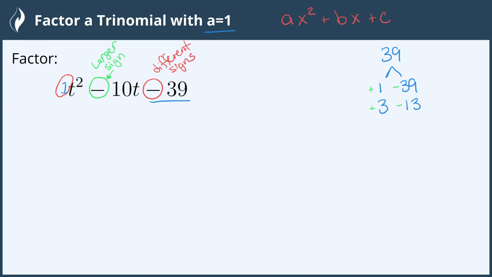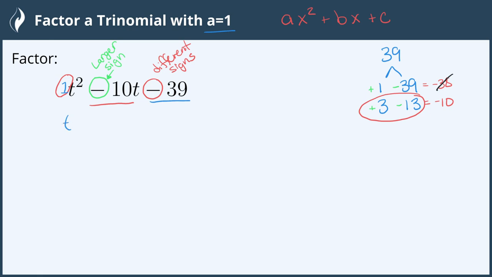Now as we add those together, we're looking for a combination that will give us negative 10. So we add our first two together. Positive 1 minus 39 gives us negative 38, and that's not negative 10. So we'll move to the next one. Positive 3 minus 13 gives us negative 10. That tells us that the two factors we will use are positive 3 and negative 13. Those are the numbers that we will use to replace negative 10 and then factor by grouping.